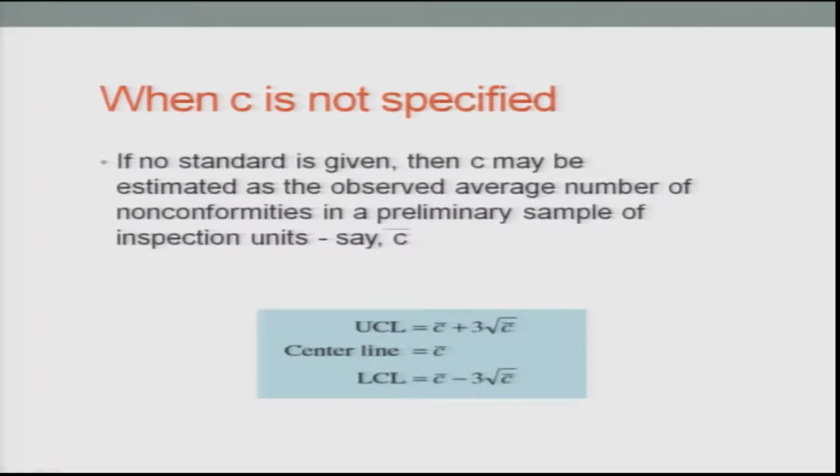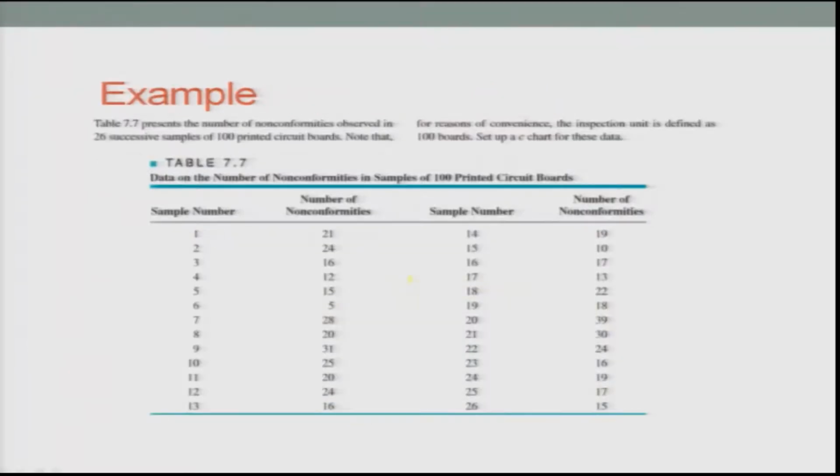If no standard is given, then c may be estimated as the observed average number of non-conformities in a preliminary sample of inspection. So you find c bar or c hat and do the calculations accordingly, where in place of c you will be using c bar or c hat. So again the upper and lower control limits are given as c bar plus or minus 3 times the square root of c bar, and you do the calculations again.